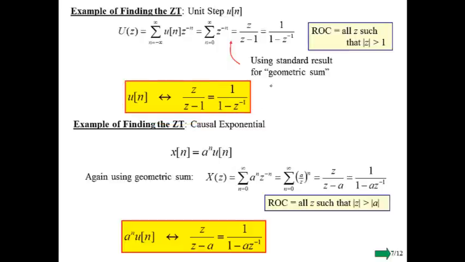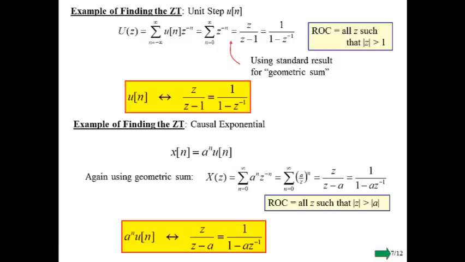We can continue on with this, finding the z transform of a causal exponential. So here's a to the n, and the behavior of this, as we've talked about before, will depend on whether a is a big number or a small number. If a is less than 1 but greater than 0, this thing will decay. If a is greater than 1, it will explode. The unit step just turns it on at time equal to 0. But we're not specifying what a is.